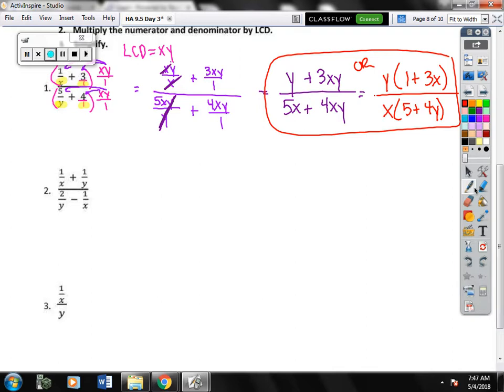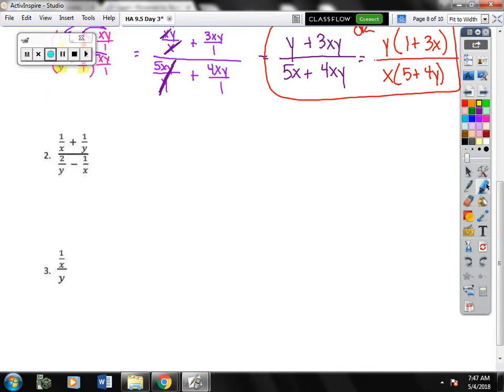The next one, we see fractions in the top and bottom again. You're going to compare all your denominators. Find the least common denominator, which actually is the same as the last one. It'll be xy. So we're going to multiply by xy over 1 in the top and the bottom. And again, you might want to group that in parentheses.